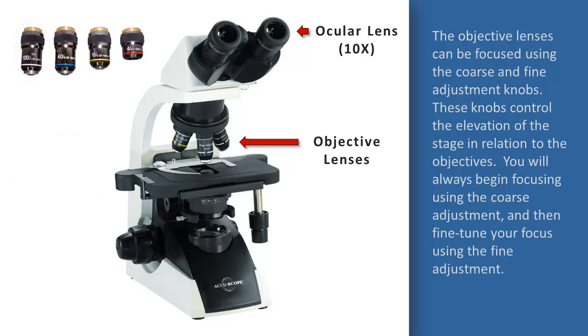The objective lenses can be focused using the coarse and fine adjustment knobs. These knobs control the elevation of the stage in relation to the objectives. You will always begin focusing using the coarse adjustment and then fine-tune your focus using the fine adjustment.